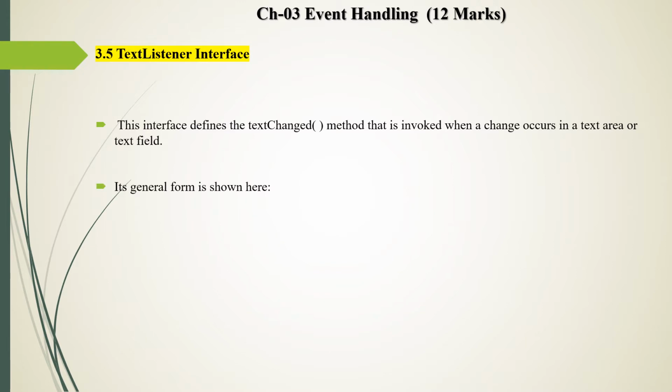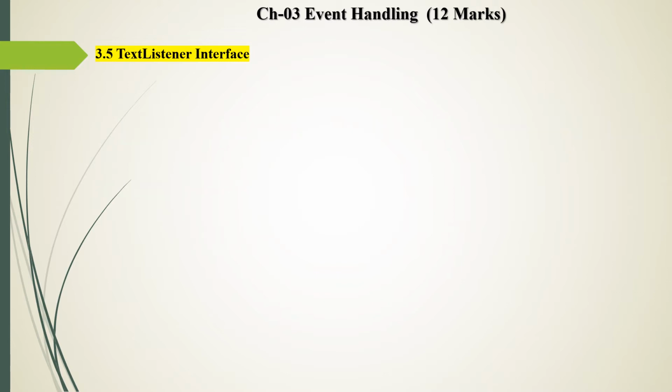The general form of the method textValueChanged has one parameter, a TextEvent object, and this method does not return any value, so its return type is void. We override this method when we write the code for the TextListener interface. Next, we see an example of the TextListener interface.